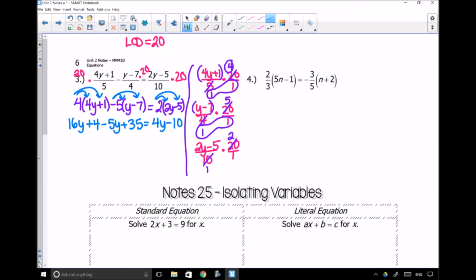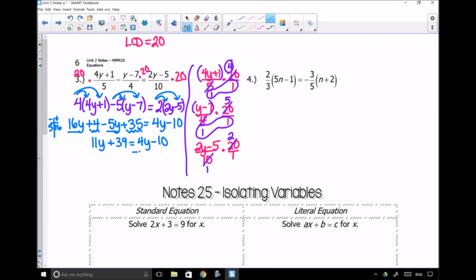Okay, now do I have any like terms? Absolutely. I've got 16y take away 5y. So let's do our scoreboard really quickly. Team positive won the 16 points, team negative won the 5 points, so together that gives me 11y. Okay, and then 4 and 35 can go together, and I get 39. Don't combine these with anything over here because this is the other side of your equation. So then I end up getting 4y minus 10. There's nothing else for me to combine together on the right side.